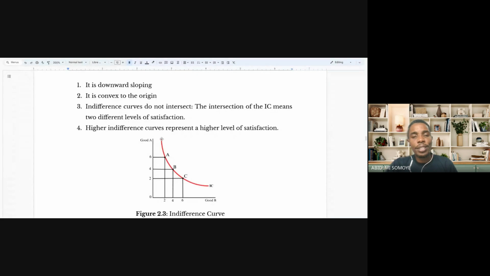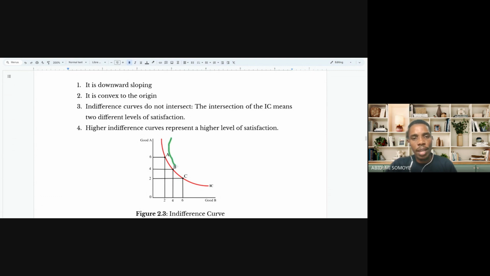And what are the characteristics? Okay, an indifference curve is downward sloping. Okay, this is a negative slope. It is convex to the origin. You can see that. Indifference curves do not intersect. The intersection of indifference curves means 2 different levels of satisfaction. We'll get there. Then higher indifference curves represent higher level of satisfaction.